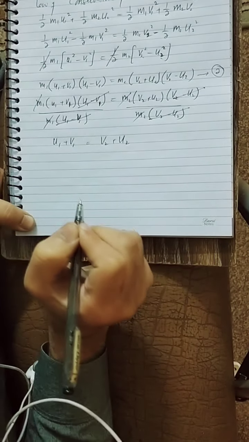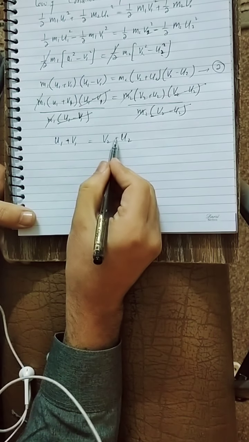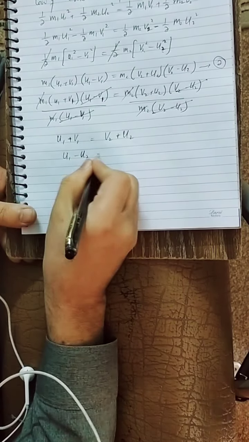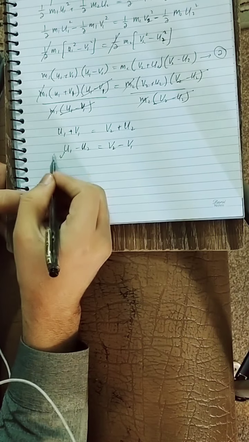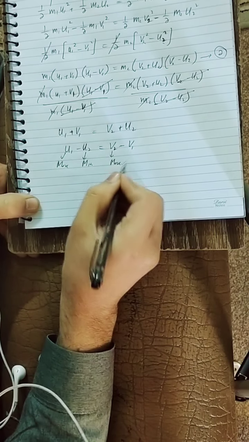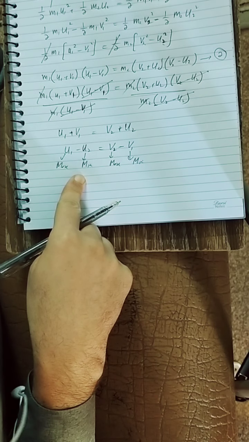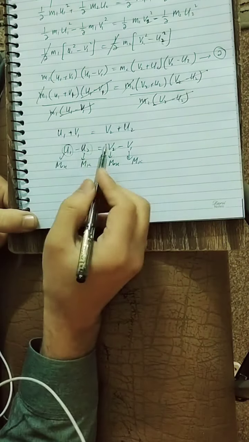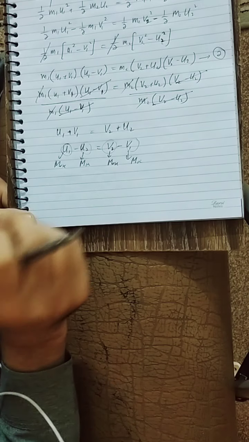Now look here, shift u terms on one side and v terms on the other side. So it will be u1 minus u2 is equal to v2 minus v1. Now look here, u1 is positive meaning maximum, and u2 is negative meaning minimum. And look here, v2 is positive meaning maximum, and v1 is negative meaning minimum. So it is proved what we studied at the start of this lecture, that before the collision u1 is greater and u2 is smaller, but after the collision v2 is greater and v1 is smaller. So we proved that common sense mathematically.